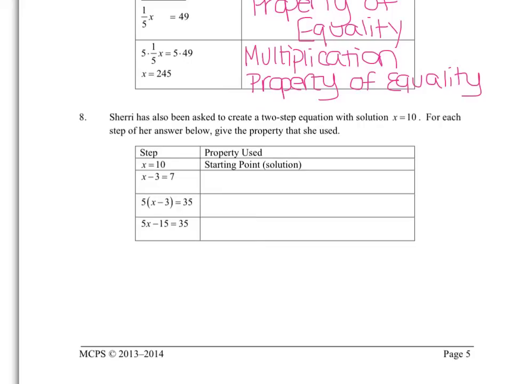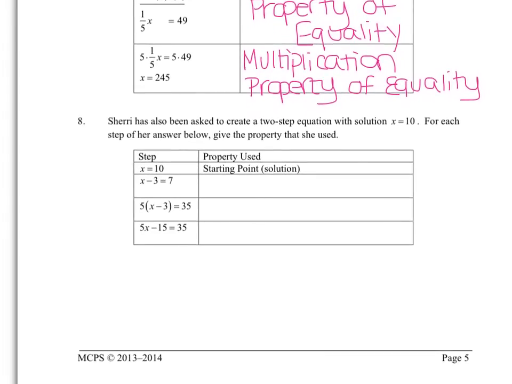Next, Sherry has also been asked to create a two-step equation with the solution x equals 10. For each step of her answer below, give the property that she used. So she started with x equals 10. That was her starting point, her solution. And what she clearly did was she subtracted 3 on both sides because 10 minus 3 is 7. So what she used was the subtraction property of equality, meaning that if you subtract on one side, you can subtract on the other and it will stay equal.